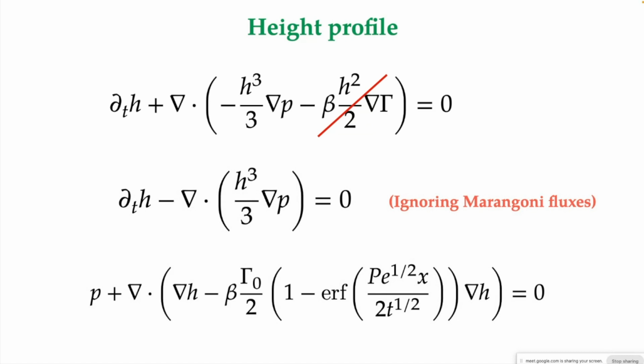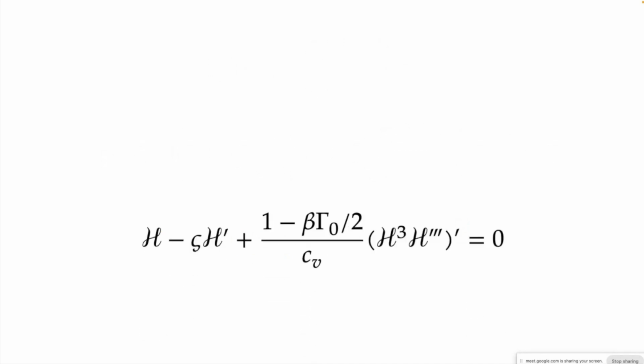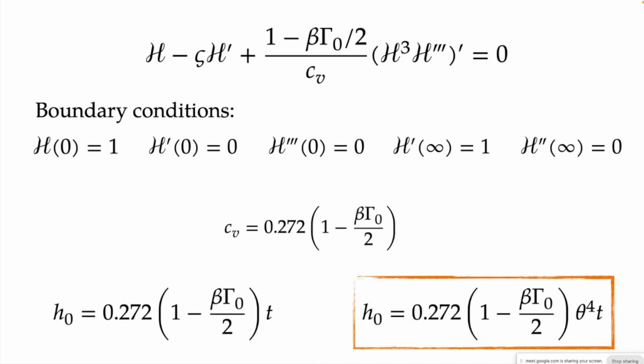For this, we introduce a similarity variable, zeta, and then this whole set of PDEs collapses into this one single ODE. We put in boundary conditions and we get H naught as this. As you can see here, it has a strong dependence on theta, a very weak dependence on beta, and no dependence on your capillary number.